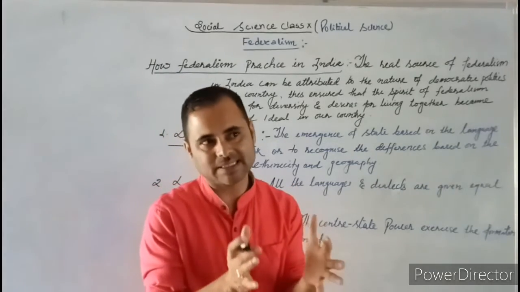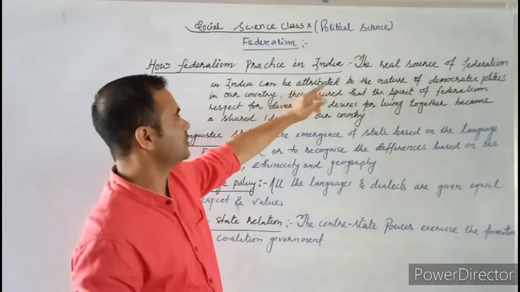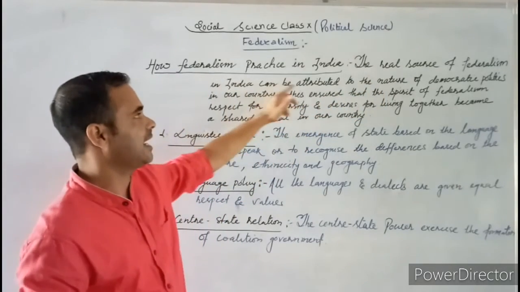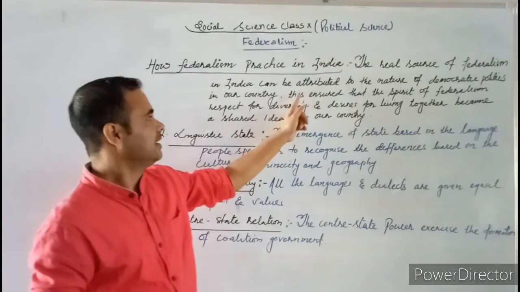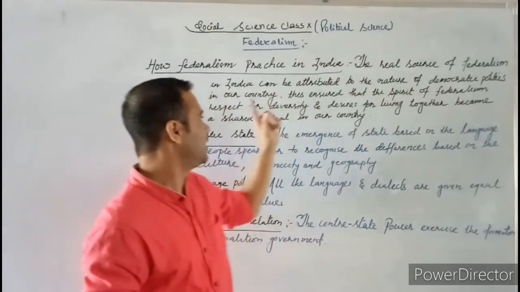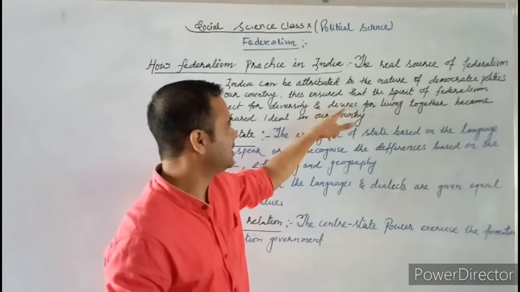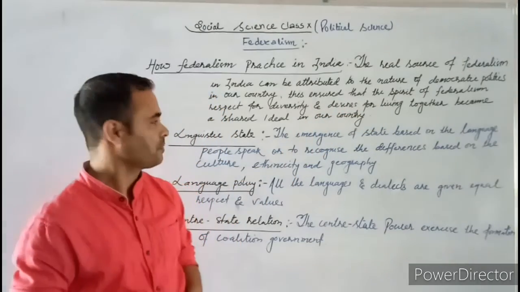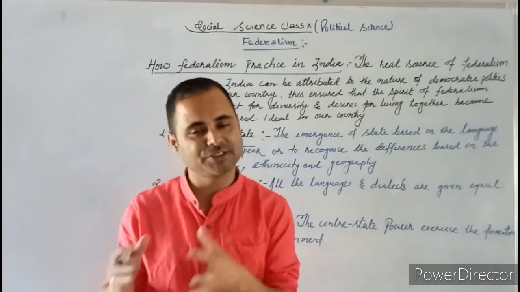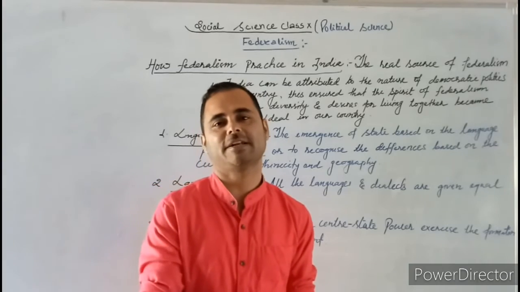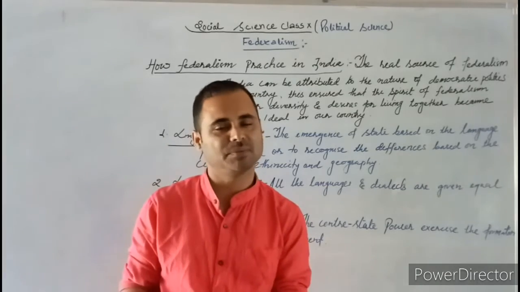This is the more important aspect. That's why here it is written: the real source of federalism in India can be attributed to the nature of democratic politics in our country. Why? This ensured that the spirit of federalism, respect for diversity and desire for living together became the shared ideal of our country. So this is how federalism is practiced in our country, and that makes it a very different kind of federation compared to the rest of the countries where federalism is practiced.